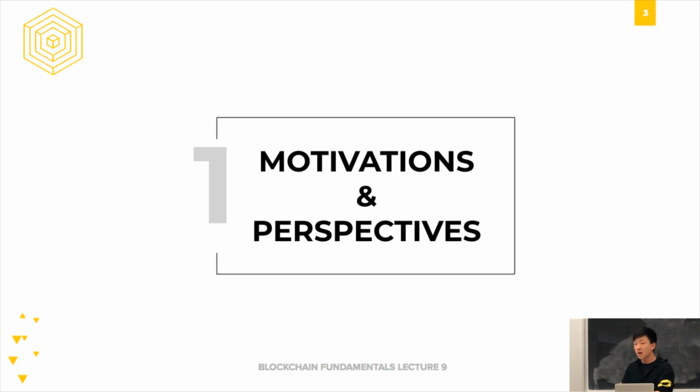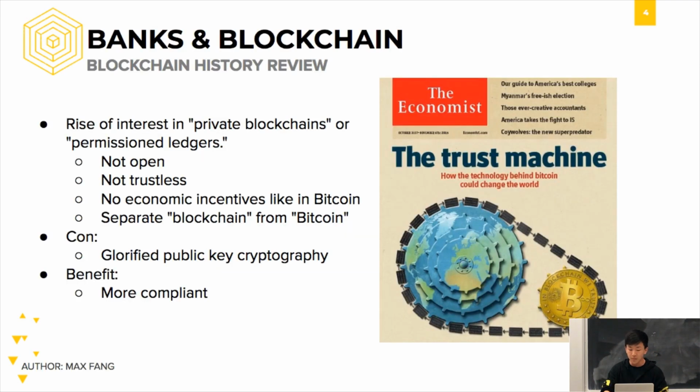So first off, we're going to talk about the motivations and perspectives behind this. Why are enterprises interested in using blockchains and integrating them into their technologies? Let's go over a bit of history. The rise of interest in Bitcoin in the past 5 years has led to a rise of interest in private blockchains and permissioned ledgers from banks. They saw that there's a public ledger that's immutable and trustless, and thought maybe we can use this in banking applications, and modify it such that it's not open, it's not trustless, and there's not the same kind of economic incentives built in.